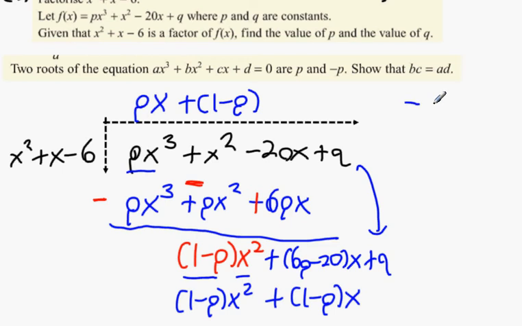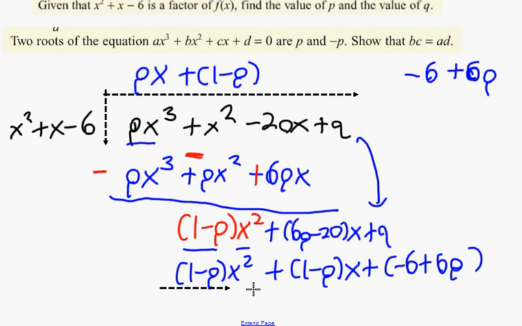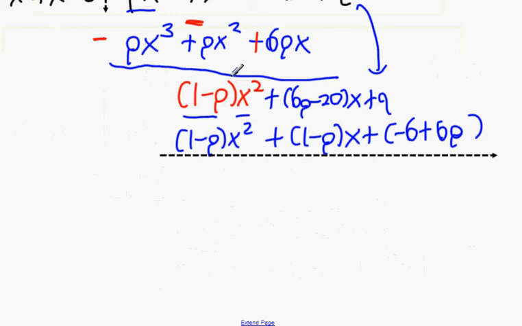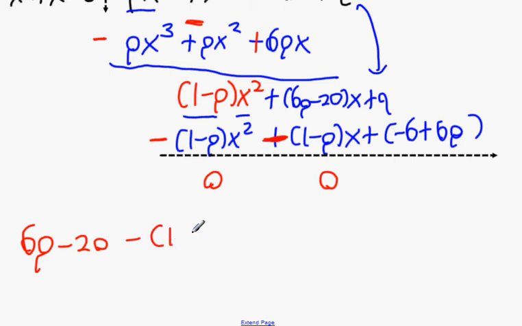And that's a hard one. So we're going to get minus 6 plus 6p. Okay, so I'm just going to put that in brackets. Minus 6 plus 6p. Now here's the part, a lot of people could get that far, but what happens after that is they have to change the signs, and you've got to do it really slowly so you don't make a mistake. Minus, this turns into a minus, and the remainders are 0. So this means that 6p minus 20 minus 1 minus p equals 0.